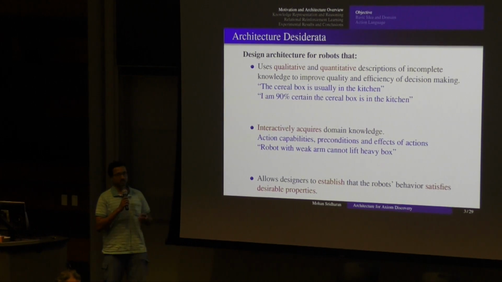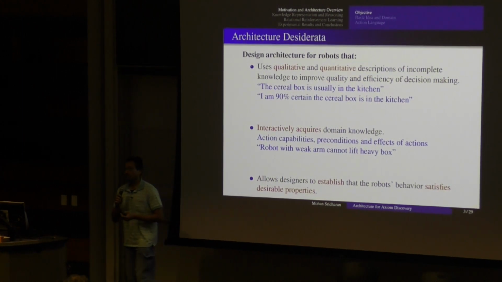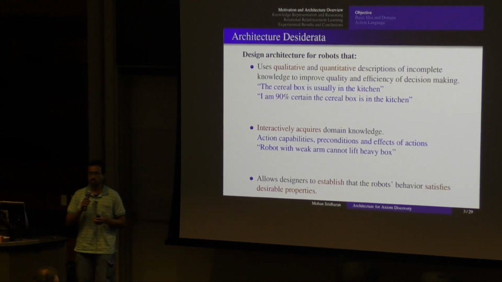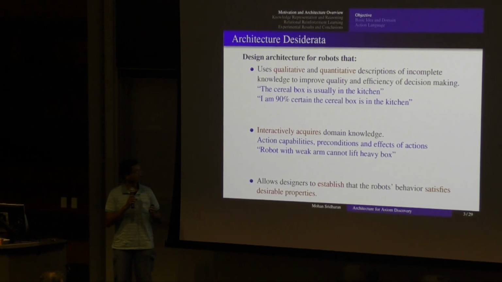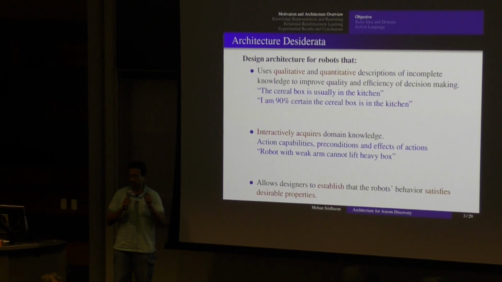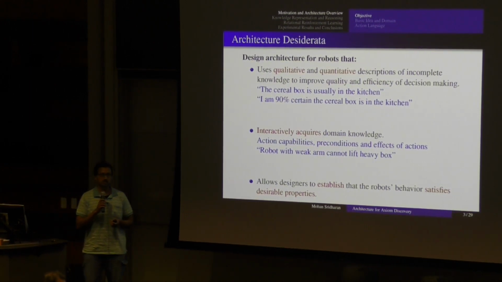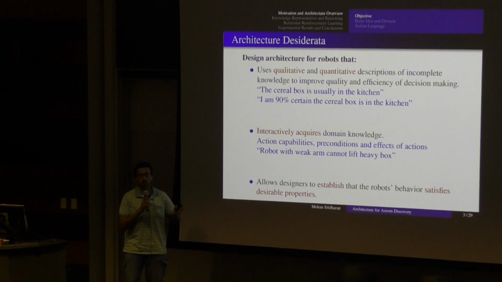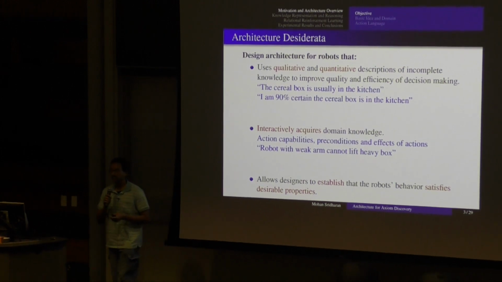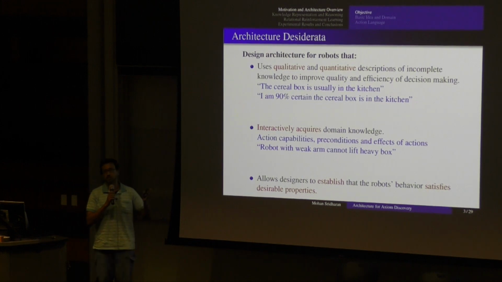The big picture is that we started out saying we want to develop an architecture that has the following things. First, it should be able to represent and reason with different descriptions. For the purposes of this talk, that means qualitative and quantitative descriptions of incomplete domain knowledge and uncertainty. By qualitative, I'm going to restrict myself to common sense knowledge and default statements of the form, the cereal box is usually in the kitchen. And by quantitative, I'm going to talk about probabilistic representations of the form, I'm 90% sure the cereal box is in the kitchen.